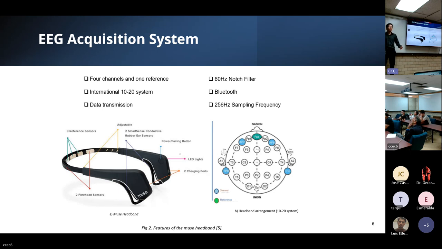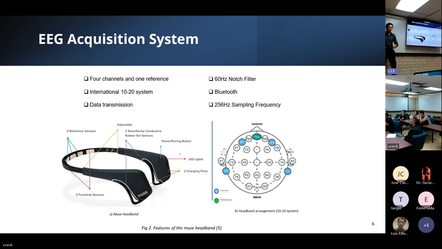Okay, how do we acquire the data? We implement a Muse 2016 headband, whose construction is based on the 10-20 system and has very interesting features, such as a sampling frequency of 256 hertz and a notch filter to eliminate noise from electronic devices, and it has a Bluetooth connection too. And this headband has four electrodes.